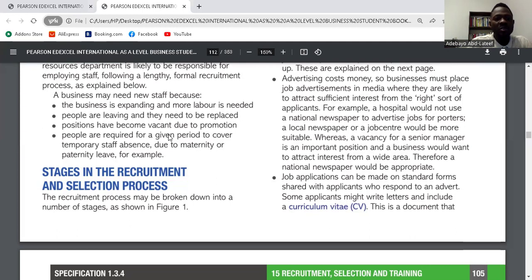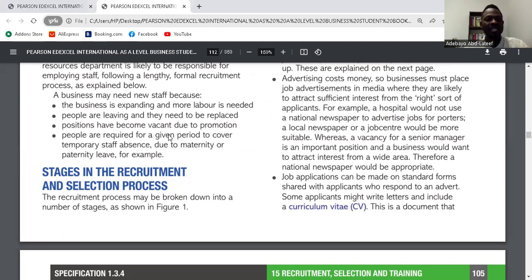Four, people are required for a given period to cover temporary staff absence due to maternity or paternity leave. You might need a temporary worker because some of your existing workers are on paternity or maternity leave. Maybe they just gave birth and have to spend some time at home. So you might need a temporary worker for that. These are the reasons why a business might be recruiting workers. I think it's clear.